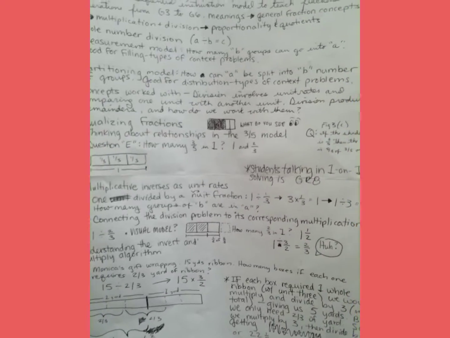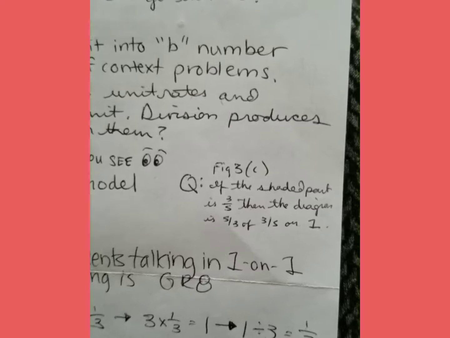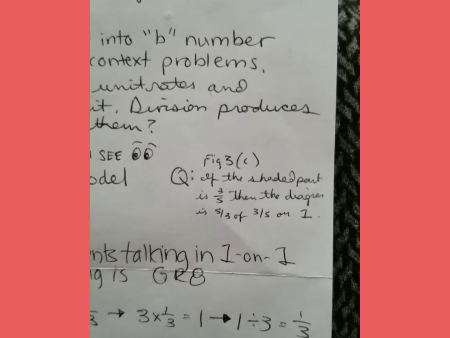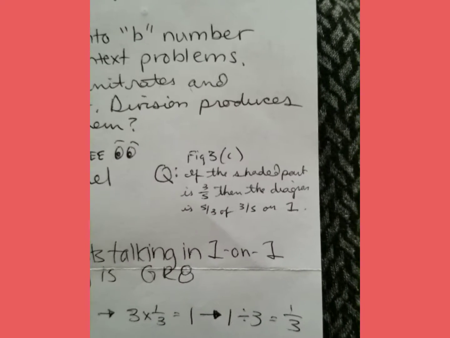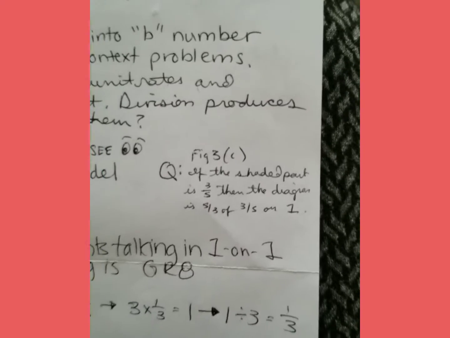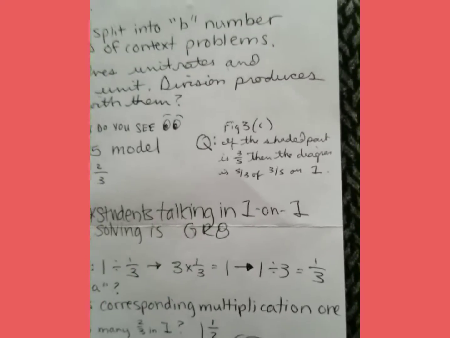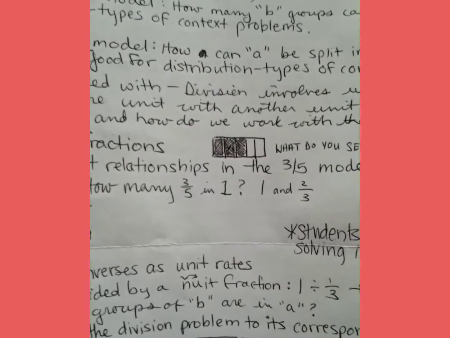had a question about the figure 3C, which is looking at that 3/5 problem. And it says if the shaded part is 3/5, then the diagram is 5/3 of 3/5 or 1. And I guess I was confused about how that connects, because it makes sense. You multiply 5/3 times 3/5 and that equals 1, but I don't really understand how you would show that in an image.